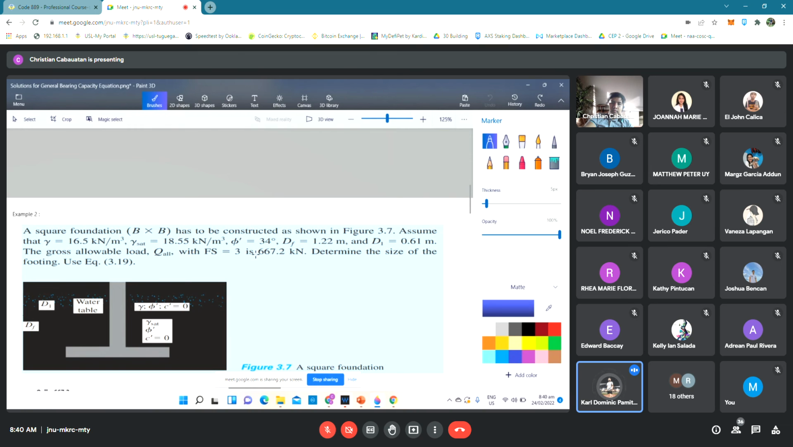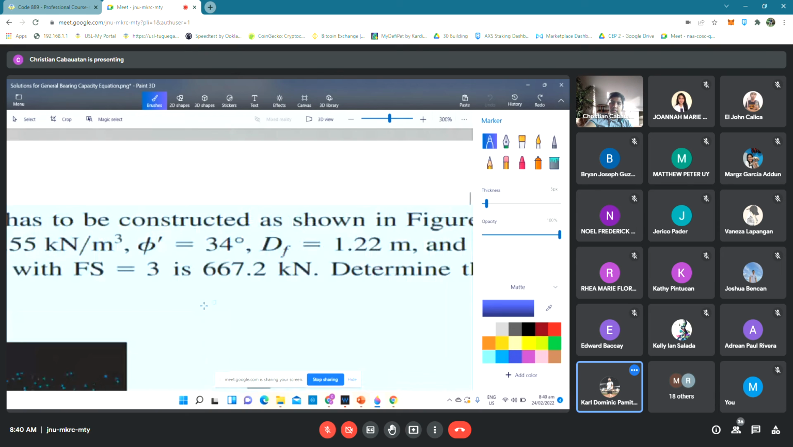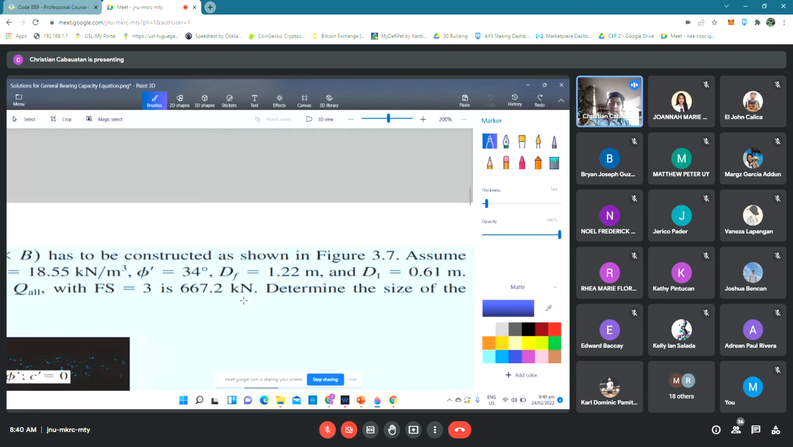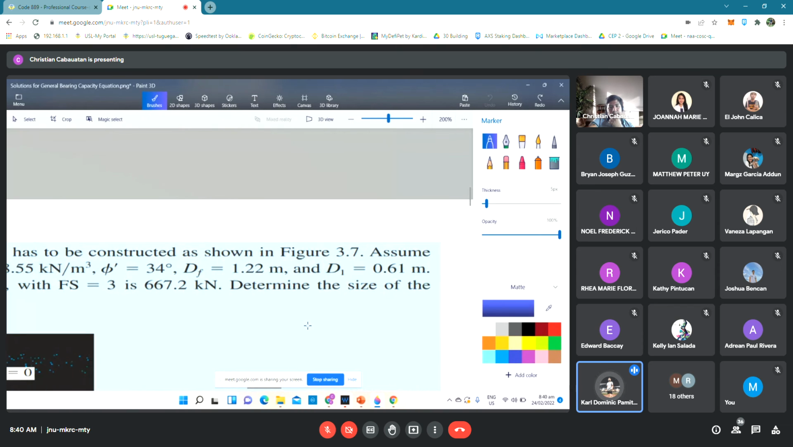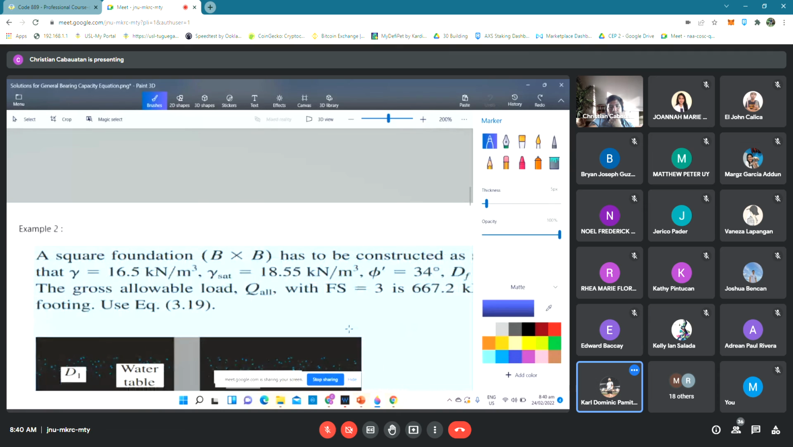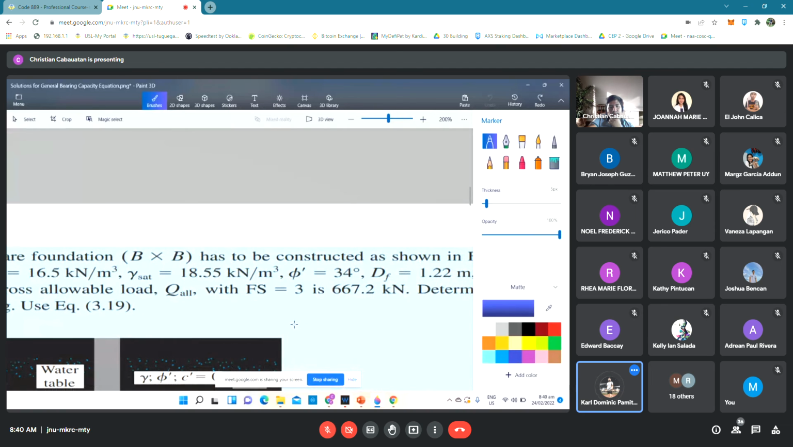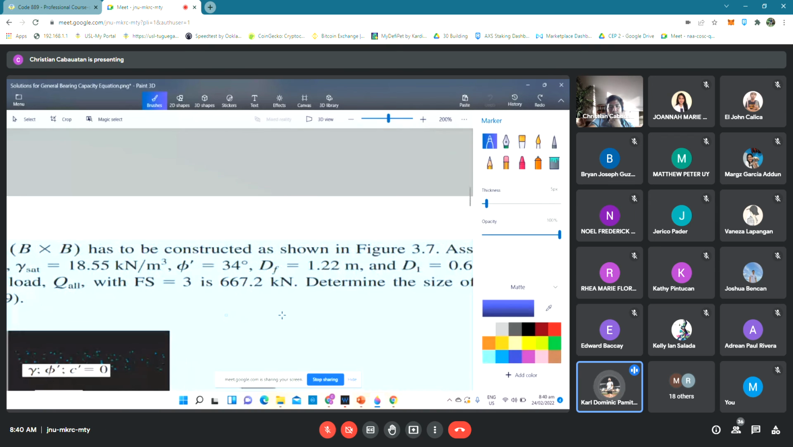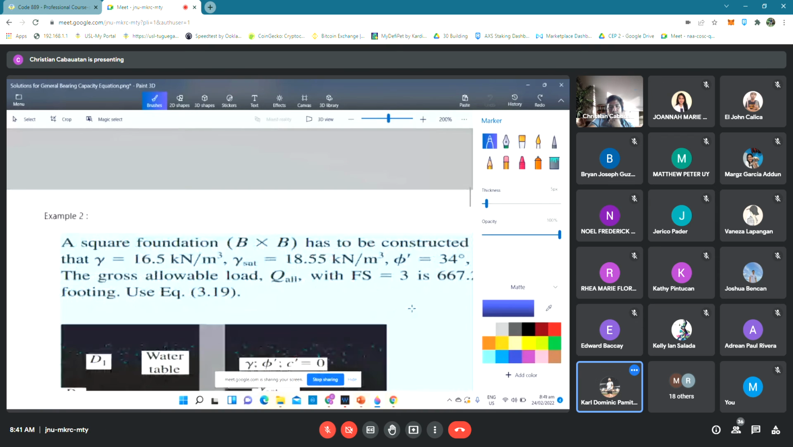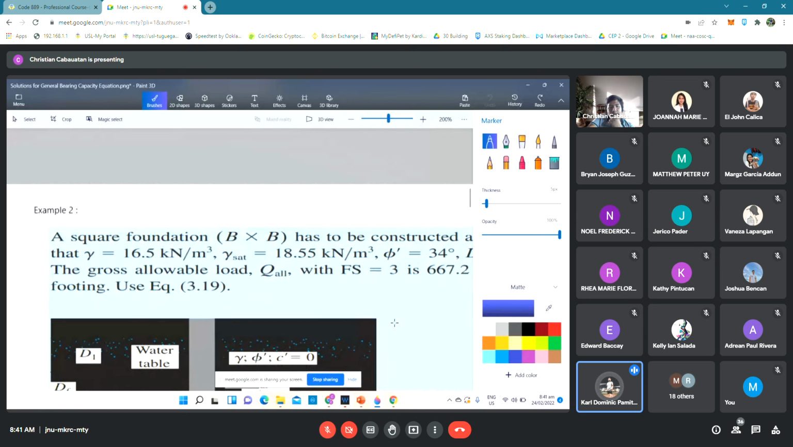Sir, hindi ko makita. Sorry. Kita mo na? Yes, sir. Dito sa friction angle, friction angle is equal to 34 degrees. DF is equal to 1.22 meter and D1 is equal to 0.61 meters. The gross allowable load with factor of safety of 3 is 667.2 kilonewton. Determine the size of the footing. Use equation 3.19.